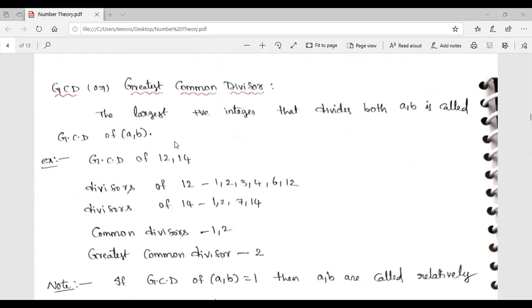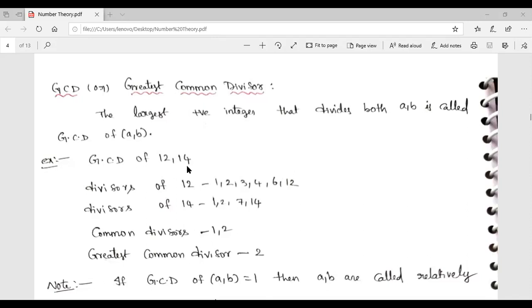So what is the greatest common divisor? The largest positive integer that divides both integers a, b is called the greatest common divisor of those two elements, a, b. So for example, the GCD of 12, 14. First we write the divisors of 12. So what are the divisors of 12? 1, 2, 3, 4, 6, 12 itself. These are the divisors of 12.